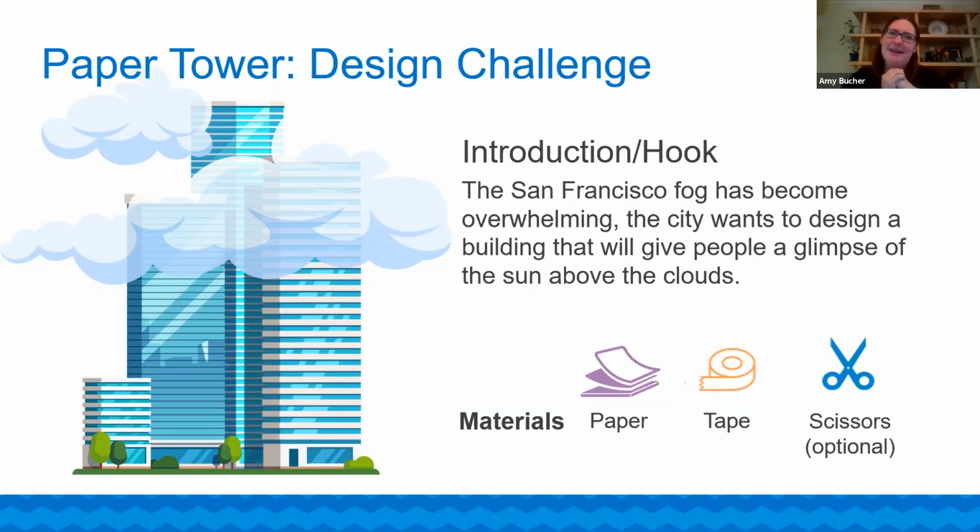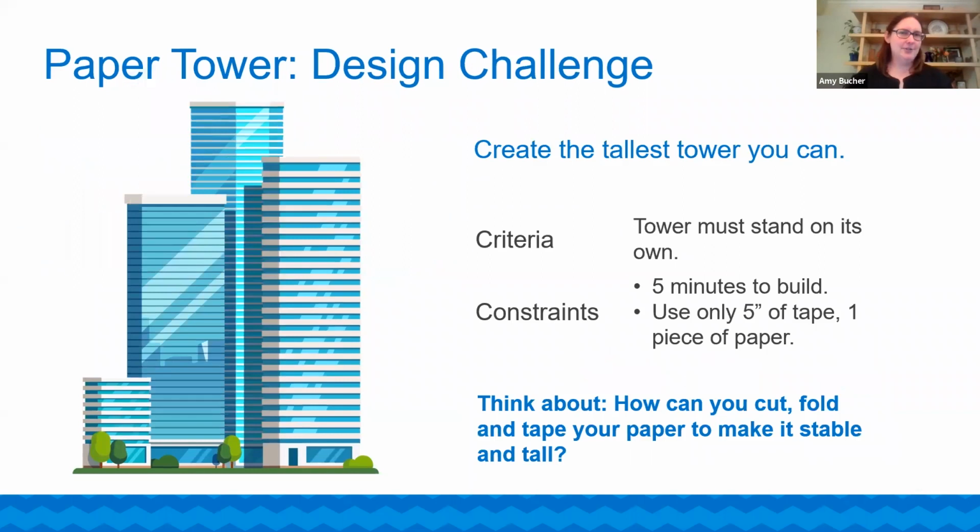It's very simple and silly, but San Francisco fog has become overwhelming and the city is covered in fog, and they really want to find a building that will give people a chance to see the sun above the clouds. And so your task is to design a very tall building. In order to do this, you need to make sure you have your materials. You get one piece of paper, some tape, 5 inches, any type of tape will do. And if you would like, you can also use scissors for this challenge. So make sure you have your materials ready.